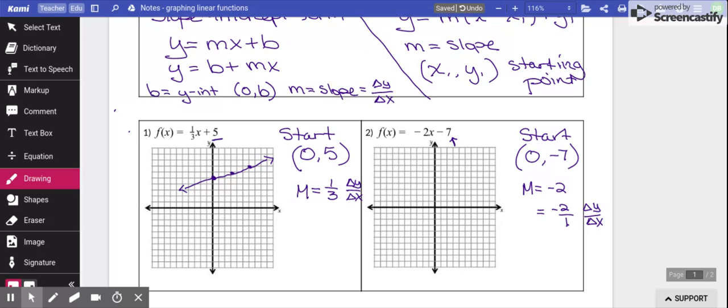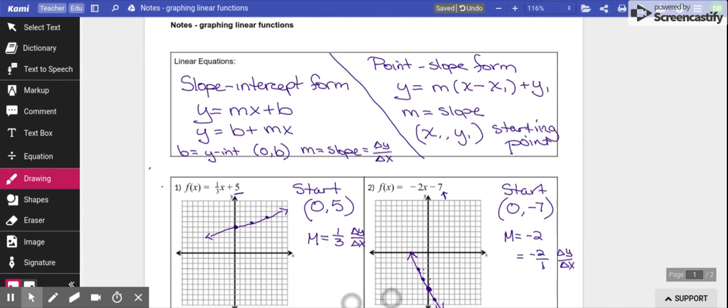So I'm going to start at -7 on the y-axis, plot my y-intercept. From my y-intercept, I'm going to move a slope of -2 over 1. So I'm going to go down 2 over 1. I could also go up 2, but then I have to go over in the negative direction 1. And there is my line. And that is how to graph slope-intercept form.